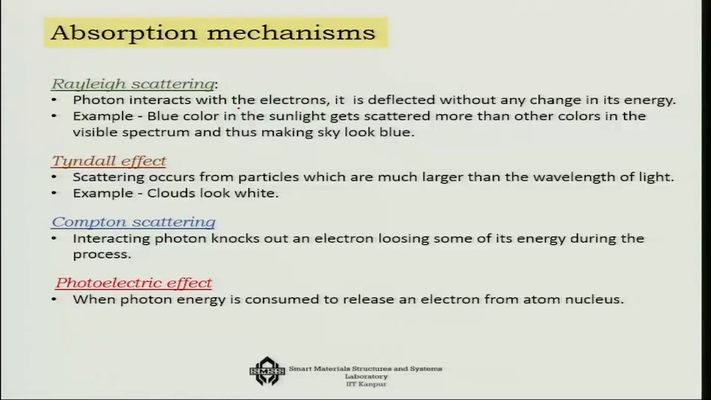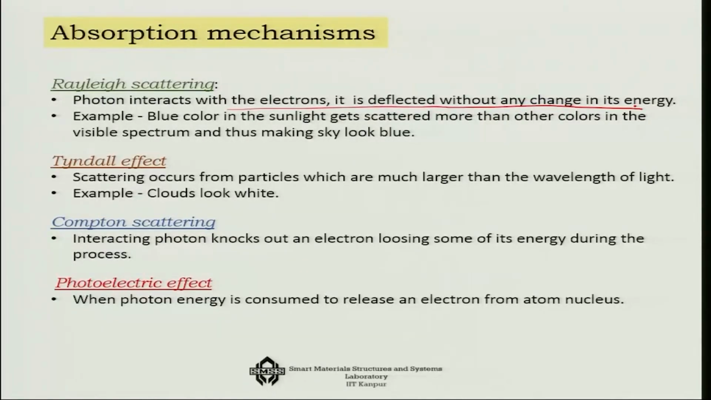There are several absorption mechanisms. One is known as the Rayleigh scattering, where the photon interacts with the electrons and it is deflected without any change in its energy. So, that is called the Rayleigh scattering. This without any change in its energy is very, very important. So, photon simply interacts with the electron and gets deflected. For example, the sunlight gets deflected and that is the blue color you see all over in the sky. So, it is like a Rayleigh scattering.